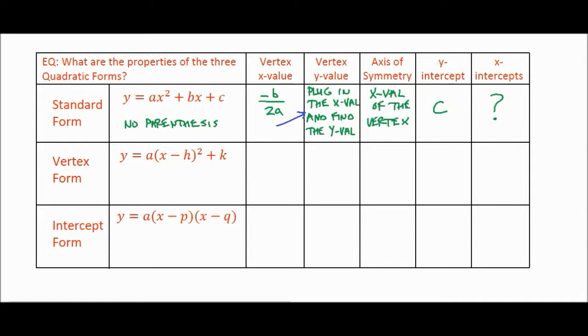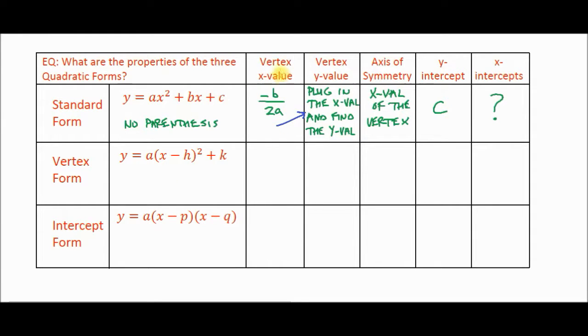All right, let's take a look at vertex form. Vertex form, you've probably seen this already in previous videos. Vertex form is unique because it usually will have something subtracted or added from the x value, or the input value, and then that whole thing will be quantity squared. And let's see what this tells us.